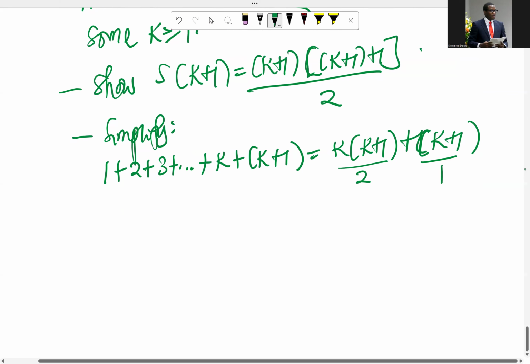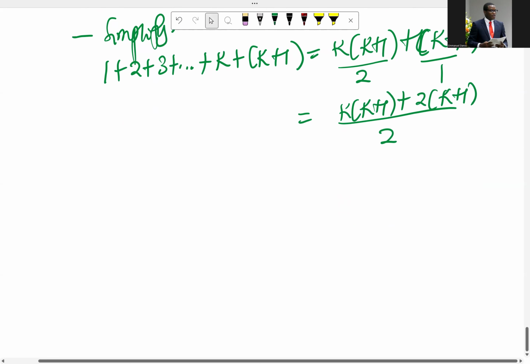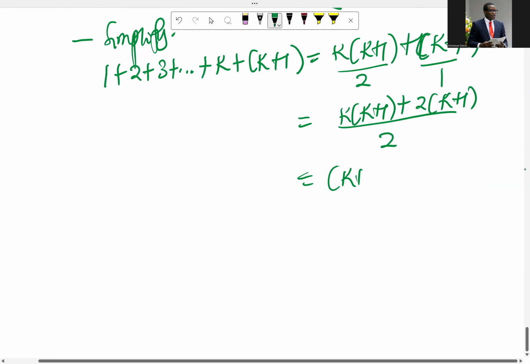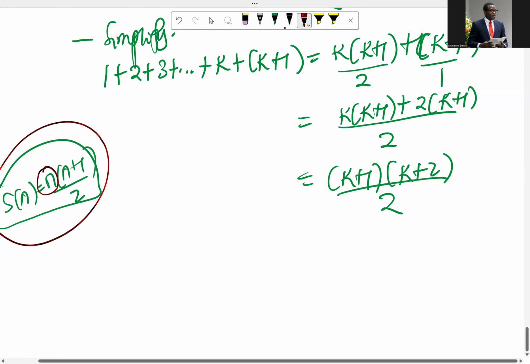So this is over 1. And then you have the LCM. So 2 goes here, 1. That's k into k plus 1 plus 1 into, that's 2 into k plus 1 again. So you have k plus 1 factorized into k plus 2 all over 2. And since we know that S of n is equal to n into n plus 1 over 2, it means that at the end of the day, we want to have every n here becomes a k plus 1. So that's what we have to do.